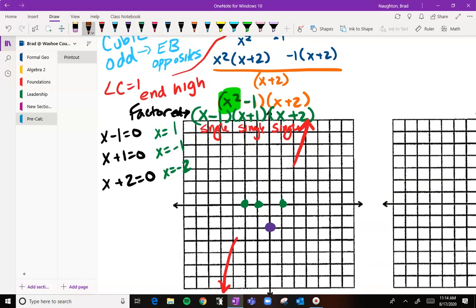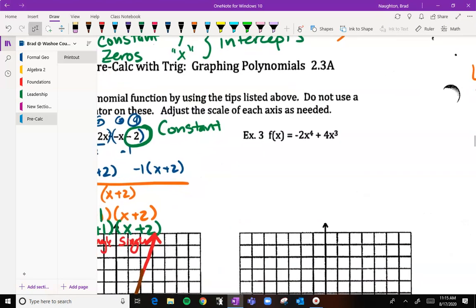So I know that it's going to start low, pass through, connect, pass through, and there's your graph, and it looks pretty good. Cool? Alrighty, so let's go ahead and go to number 2.